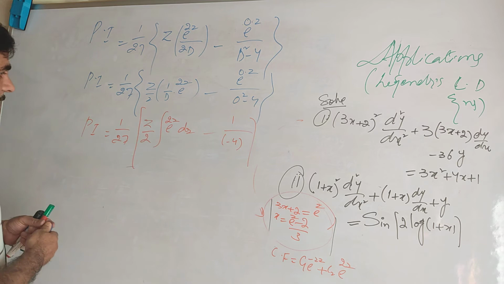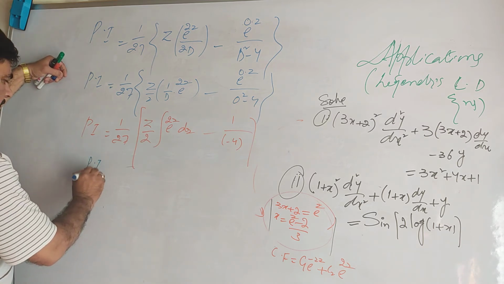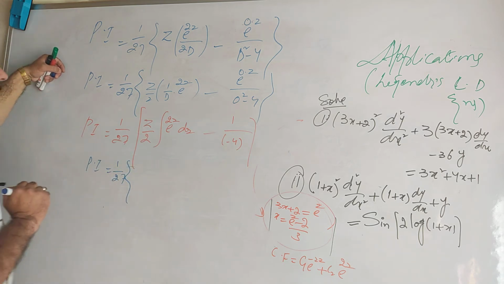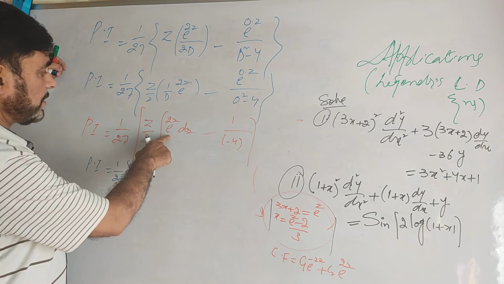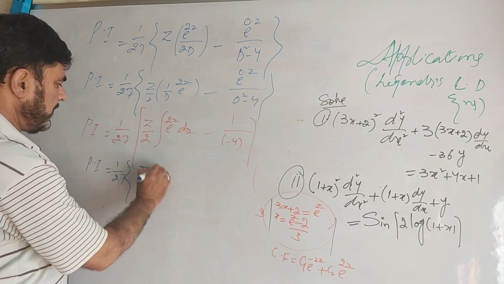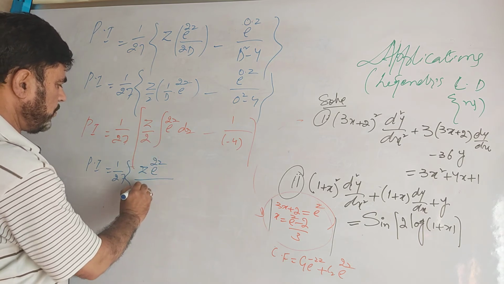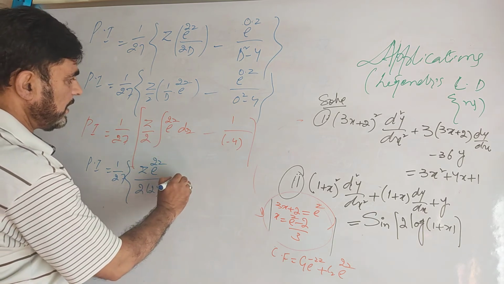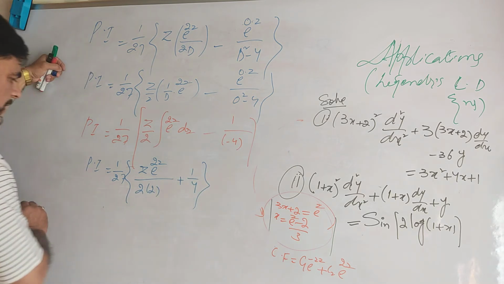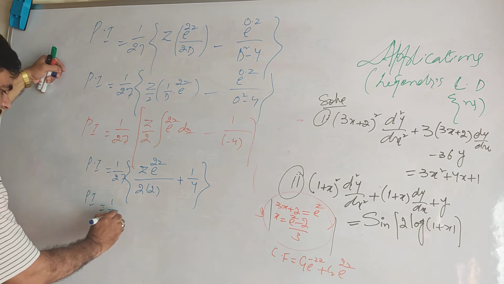Now let us simplify this. Its particular integral is 1 by 27 times the integral of e raised to power 2z, which is z e raised to power 2z by 2, minus e raised to power 2z by 4, plus 1 by 4. Well, this is particular integral is 1 by 27.